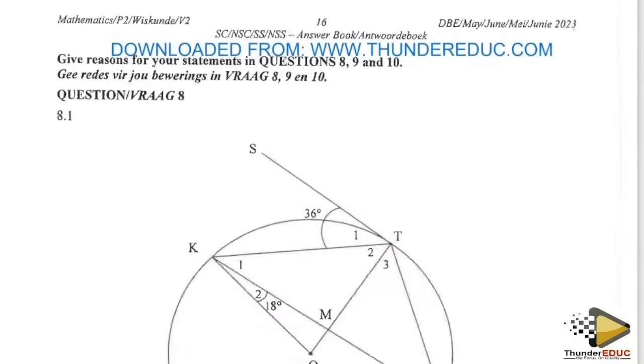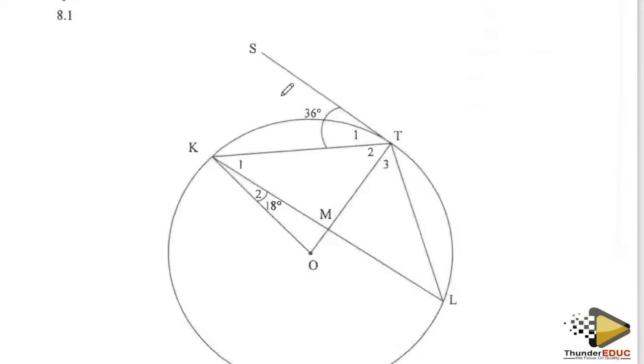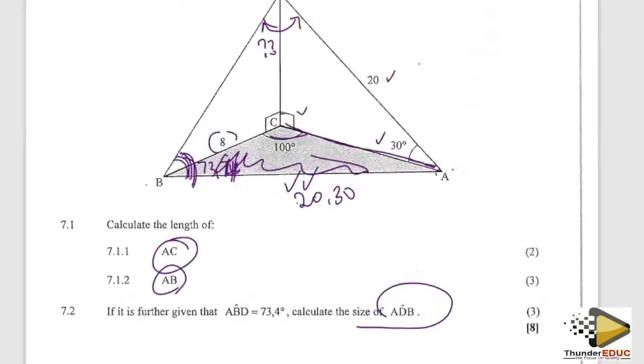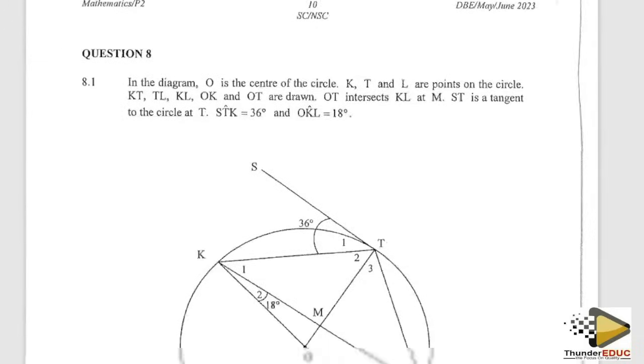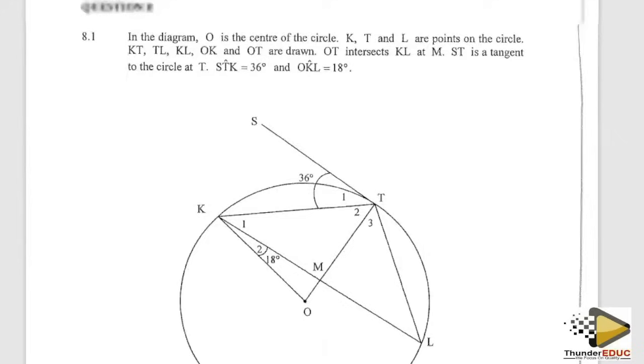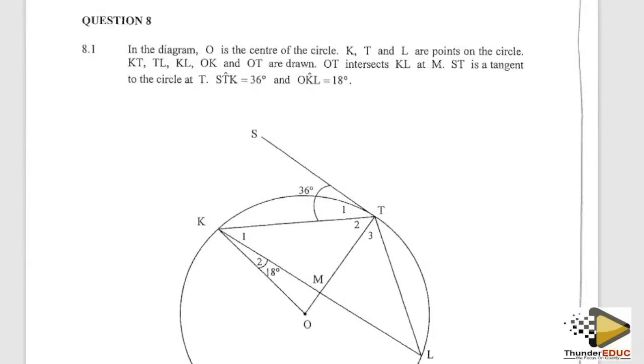All right, question number 8. Euclidean geometry. With question number 8, they're telling us that in the diagram, O is the center.